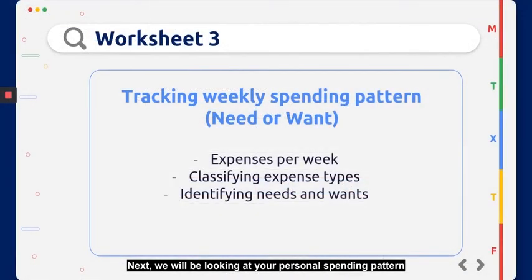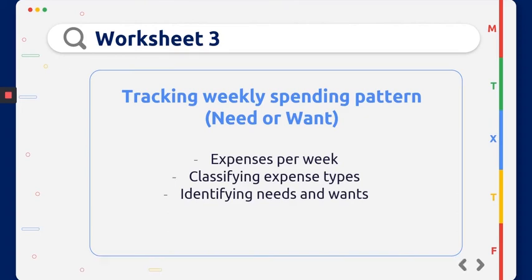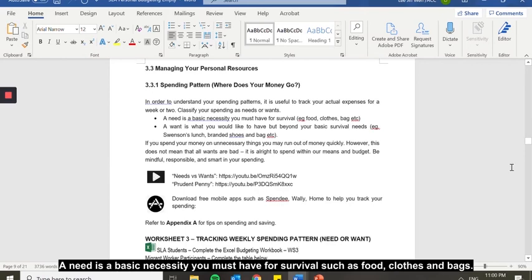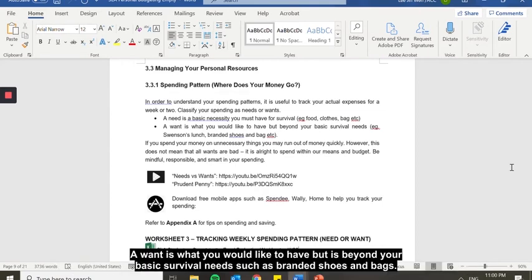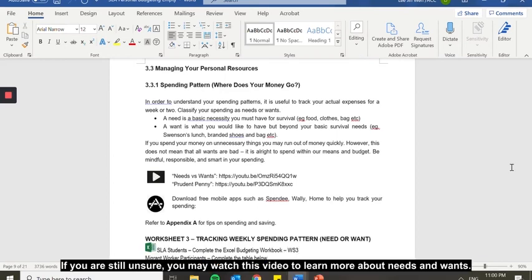Next, we will be looking at your personal spending pattern, which also refers to where you spend your money. In Worksheet 3, we will teach you how to classify your spending as needs or wants. A need is a basic necessity you must have for survival, such as food, clothes, and bags. A want is what you would like to have but is beyond your basic survival needs, such as branded shoes and bags. If you are still unsure, you may watch this video to learn more about needs and wants.